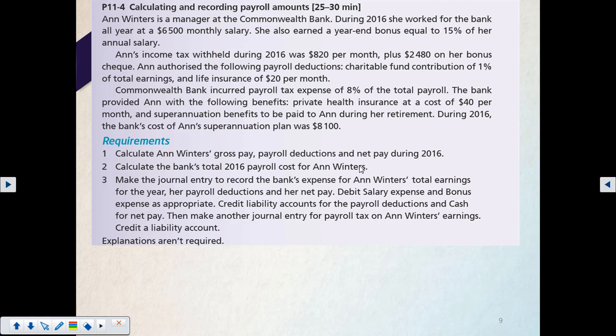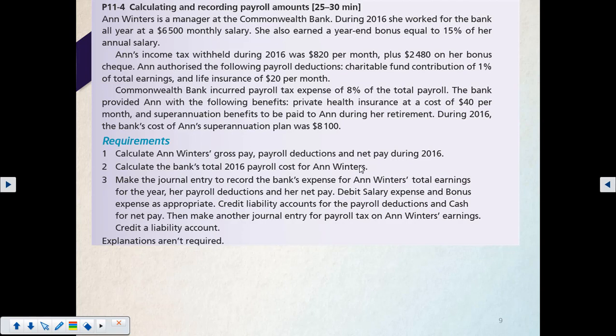Okay, calculate Ann Winter's gross pay, payroll deduction and net pay during 2016 from this calculation. If you do this one accurately, then we'll be finishing for today here. Okay, very important for the exam as well. Similar questions. Ann Winter is a manager at the Commonwealth Bank. During 2016, she worked for the bank all year, $6,500 monthly salary, and she also earned a year-end bonus equal to 15% of her annual salary.